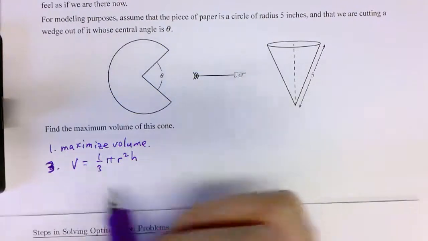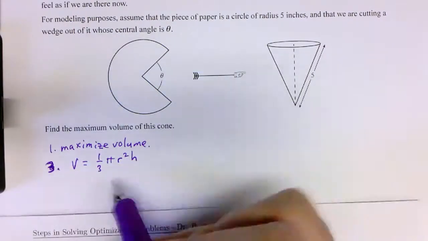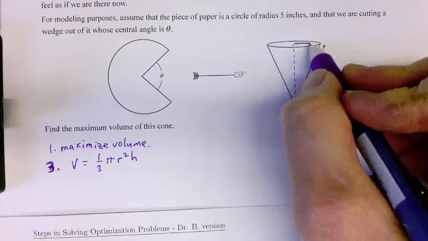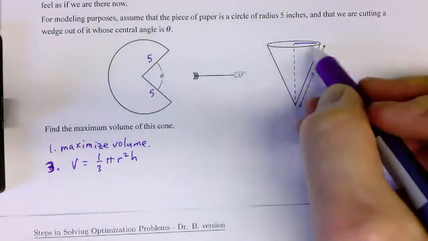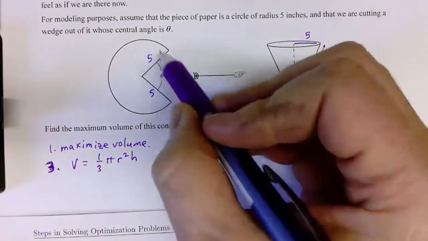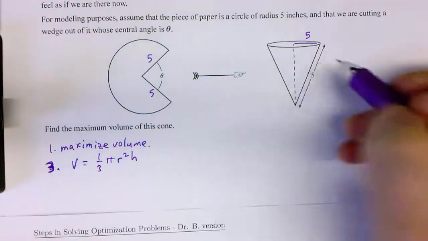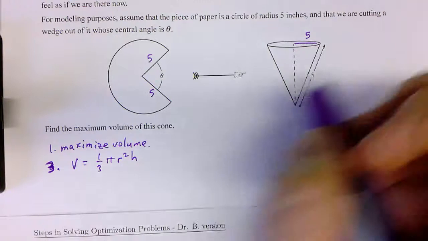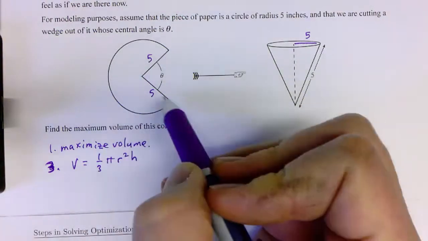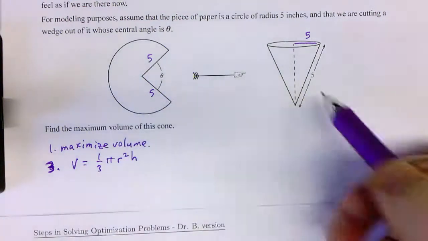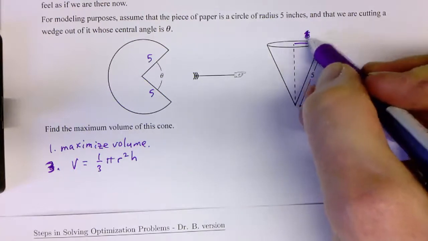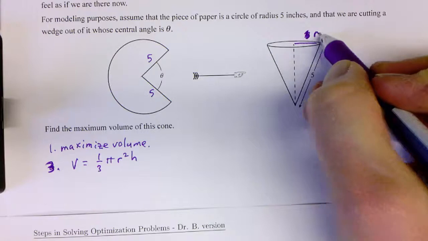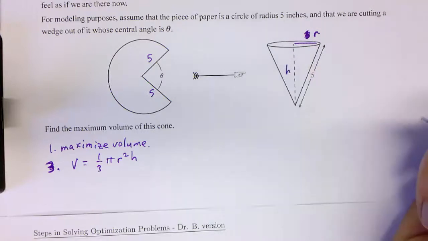R is the radius of the cone. So it's not this original radius over here, which is 5. It's the radius of the cone. The radius of the original circle becomes the slant height of the cone. If you don't believe this, take a circle and cut out a wedge like this and make a cone out of it. You'll see how it goes. So this is not 5. This is the radius of the cone. We'll just call it r, and this is the height of the cone.